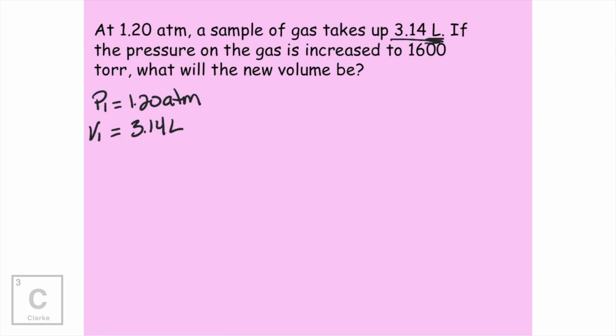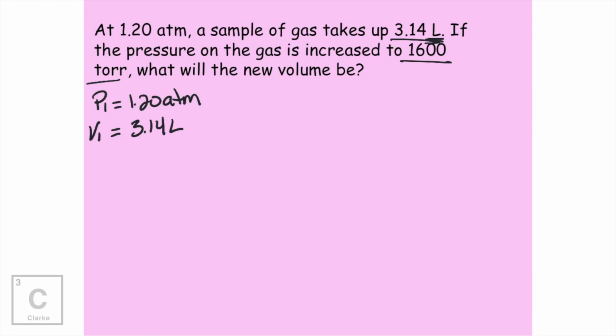Now, this first pressure and volume dictates what units our second pressure and volume must be at. So our P2 must be in atmospheres. Our V2 must also be in liters. So if we keep reading our problem, we see that our next pressure is given to us in torr. That means we have to convert.